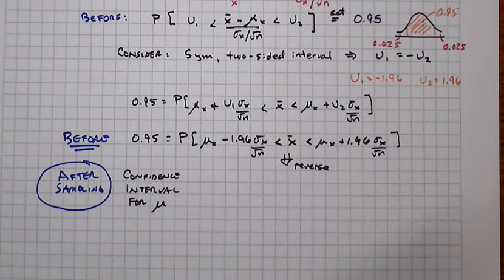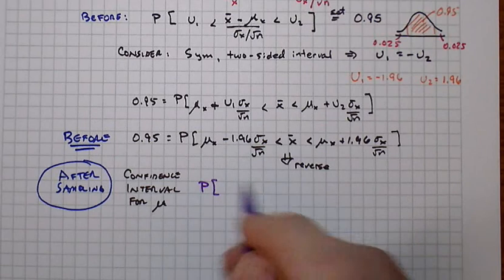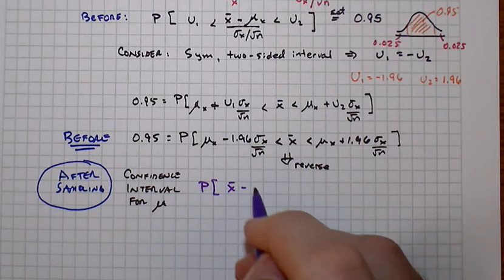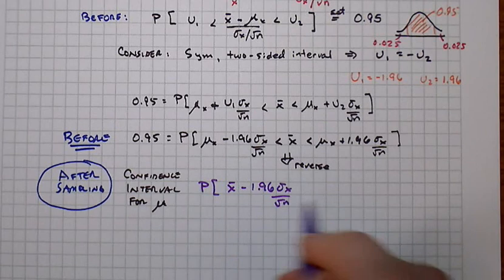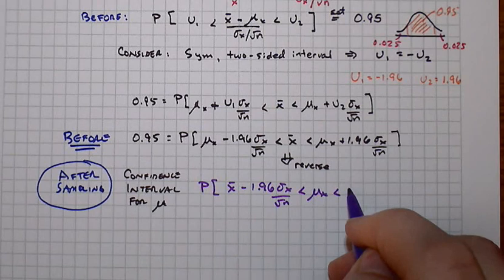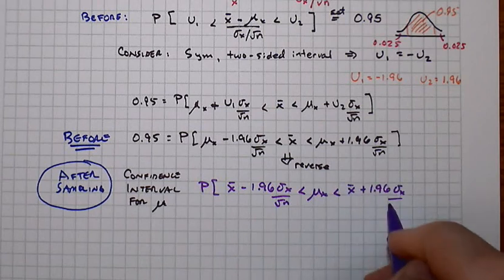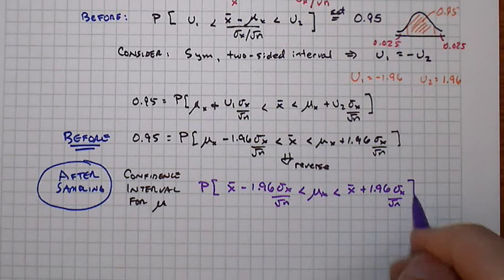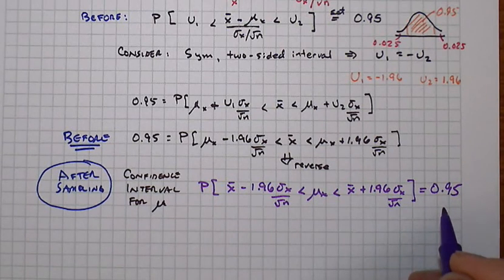And our confidence interval now is going to come from the probability that x bar minus 1.96 sigma x over square root of n is less than mu x is less than x bar plus 1.96 sigma x over square root of n. And that's for a very specific value of the confidence level of 95%.